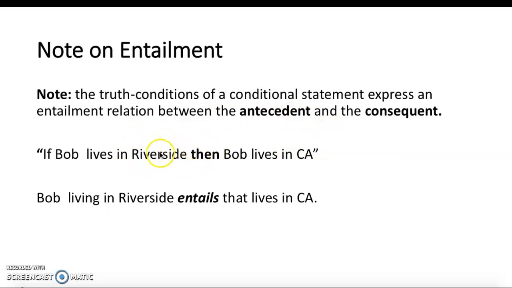Obviously, if this were a horseshoe and we represented, let's say, Bob lives in Riverside with R, and then we have horseshoe, Bob lives in California with C, then R would be the antecedent and C would be the consequent. So we can say that a conditional statement like if Bob lives in Riverside, then Bob lives in California is true whenever the antecedent entails the consequent. If the antecedent does not entail the consequent, then the conditional statement is false.